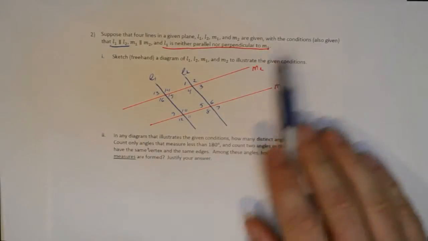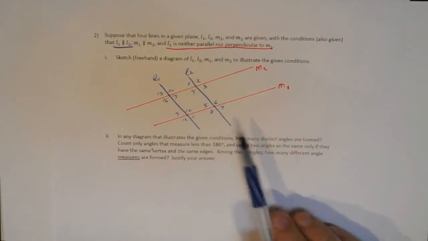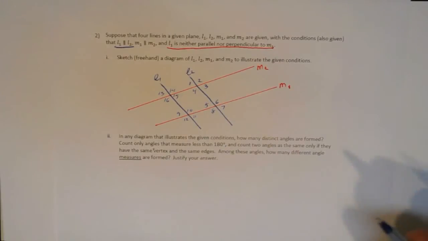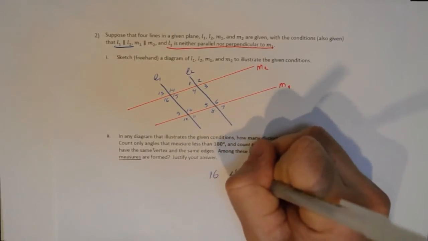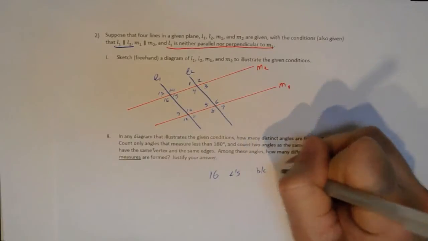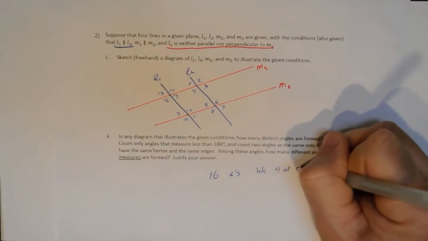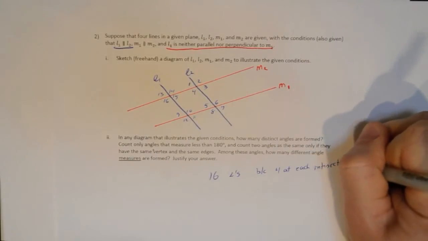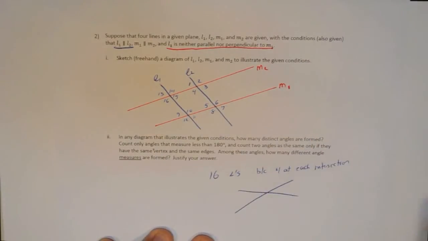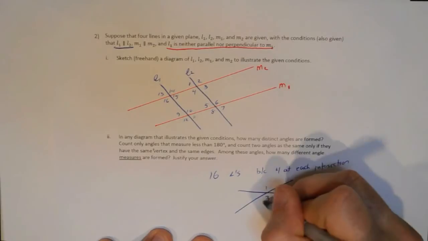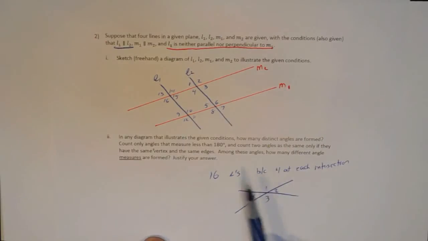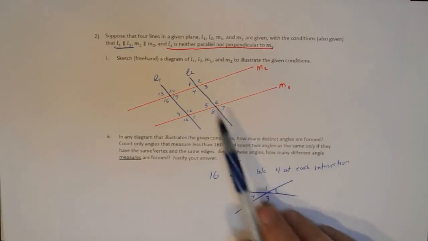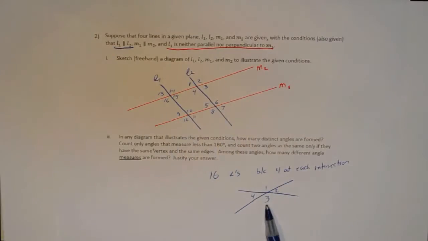Now you may recognize this picture. This is a pair of parallel lines cut by not one, but two transversals. And as you can see, we end up with 16 different angles. Why? Well, because there are 4 at each intersection. Anytime two lines intersect, you get 4 angles. So that's going to explain 16, since we have two lines intersecting with two other lines. That's 4 intersections, 4 angles per intersection.